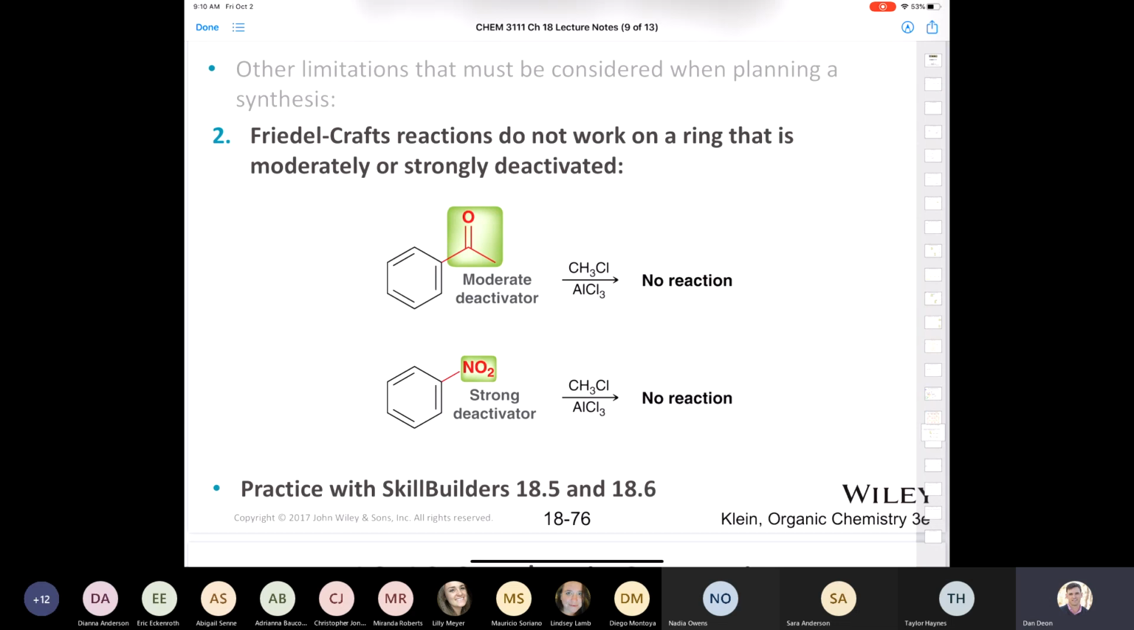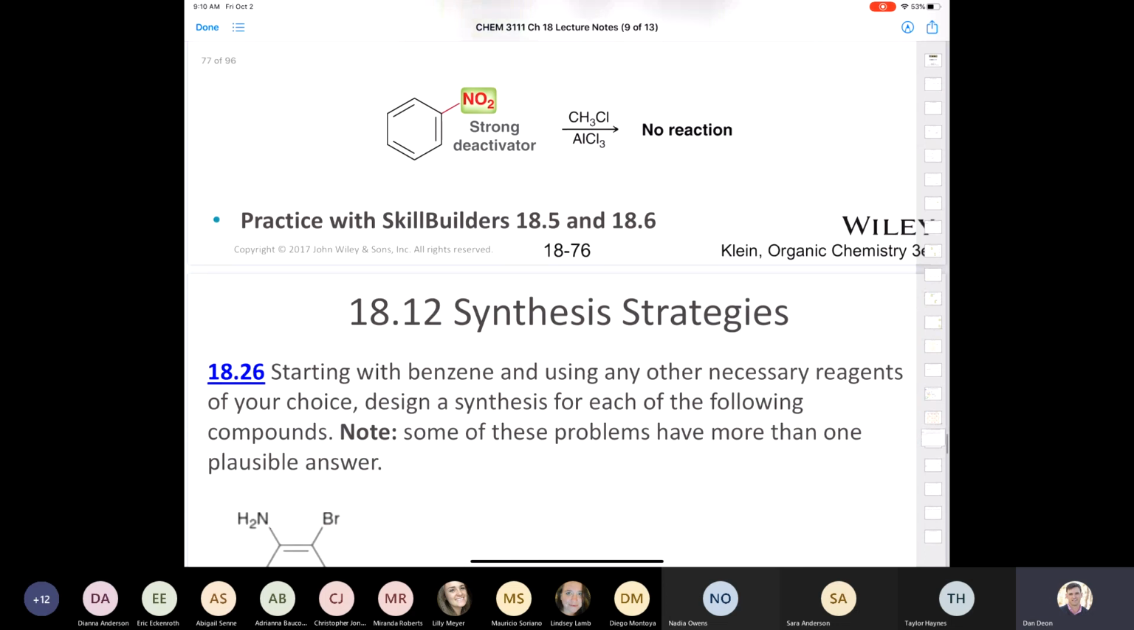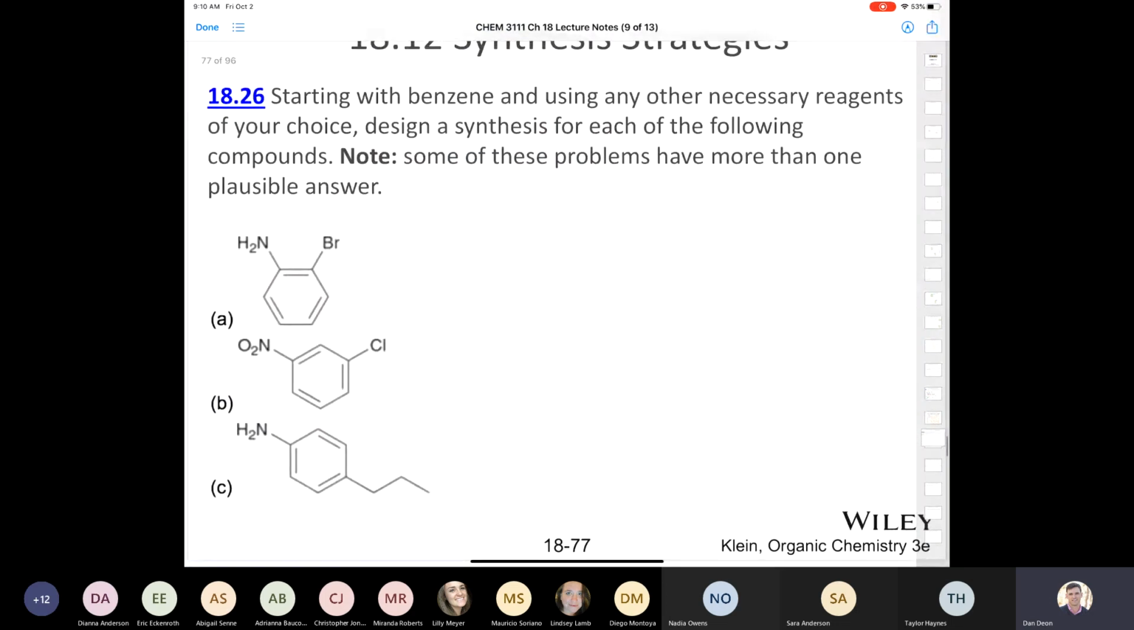Okay, I can tell you that from personal experience. Here we have a moderate and a strong deactivator. We're trying to add a methyl group using Friedel-Crafts chemistry. No, it won't work. Okay. So with that in mind, we can take a look at question 18.26. How do we make this compound?